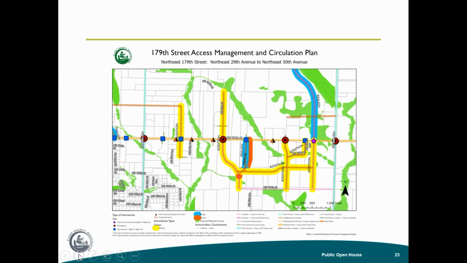We would like to connect 179th Street eventually to the future neighborhood circulator to the north, just east of 29th Avenue, and then have a future collector at 37th Avenue connect to 174th Street.